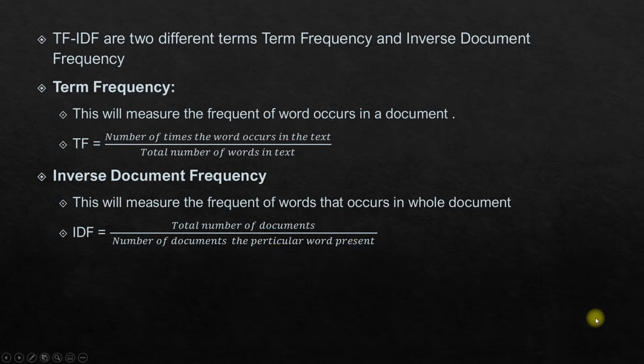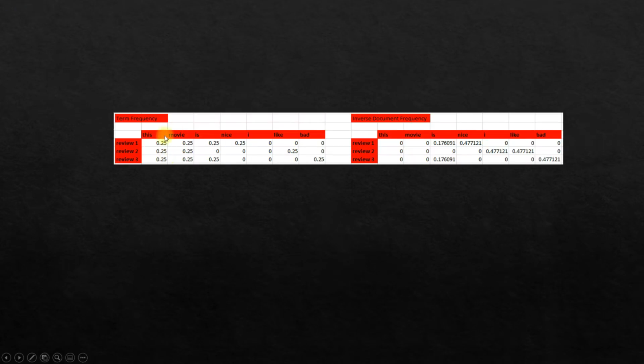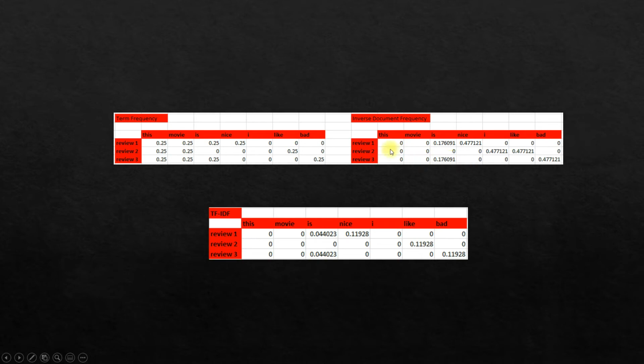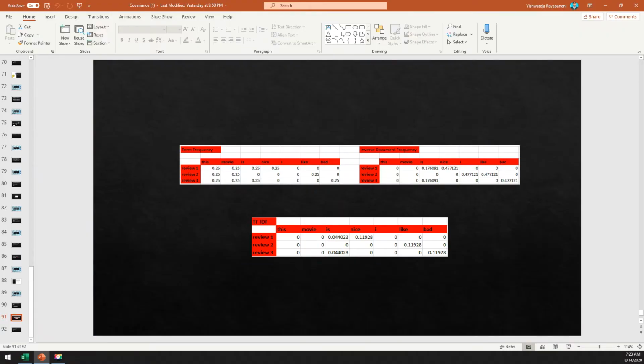So we'll jump into Excel and try to understand these formulas. Before we jump into Excel, for our movie review set, if you remember the one which we took for our bag of words, we calculate the term frequency for this, and these are the values, and the inverse document frequency for this value will be 0. TF-IDF is nothing but the multiplication of TF into IDF, and these are the values. We'll try to calculate the TF and IDF for one or two words so that we understand how it works. So now let me jump into Excel.